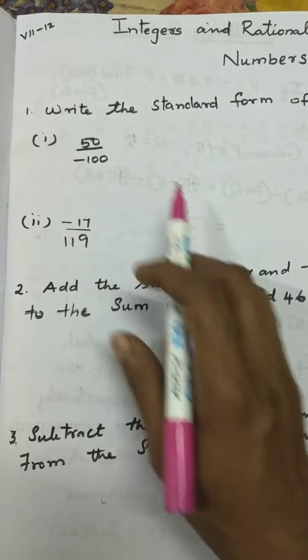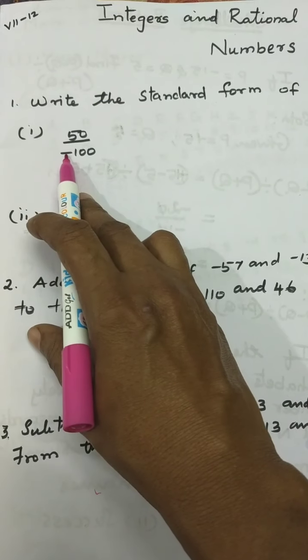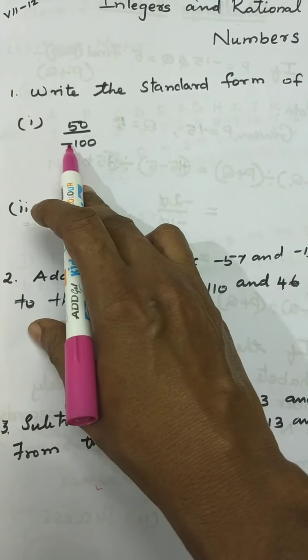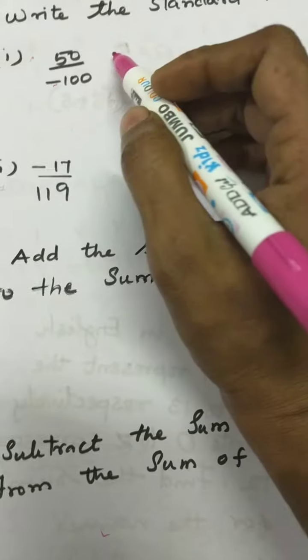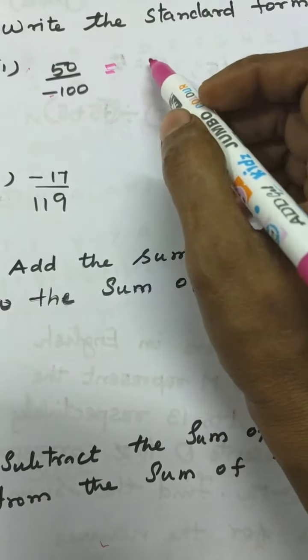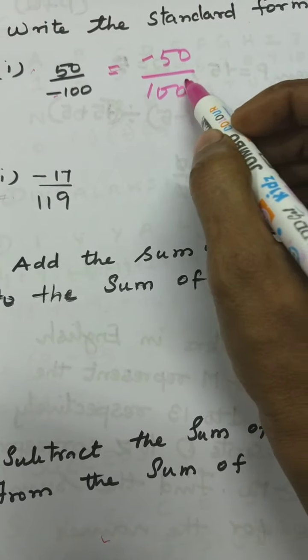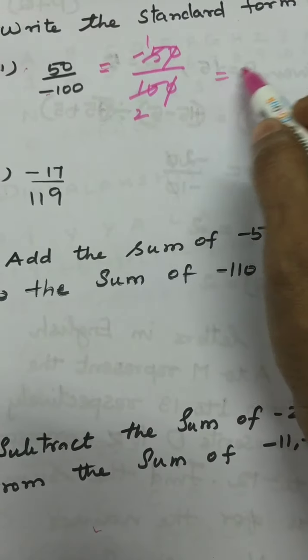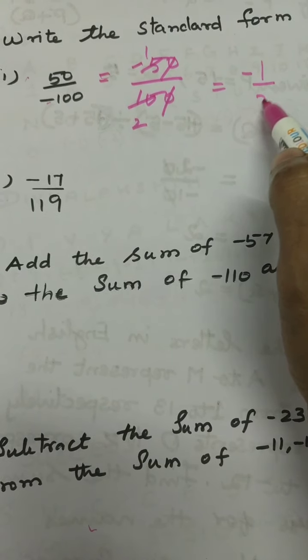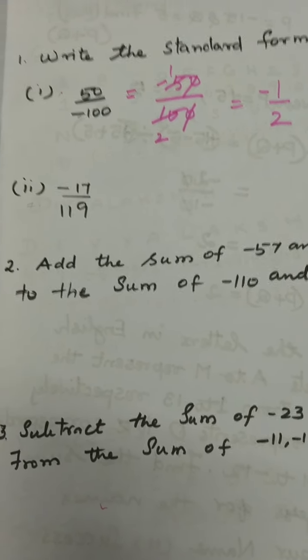What is the standard form of the rational number? First we have to remove the negative sign. So you have to bring the negative sign from the denominator to the numerator, because always the denominator must be positive. So minus 50 by 100. Now you can cancel. 1 times, this is 2 times. What is the answer? Minus 1 by 2. This is the standard form of 50 by minus 100.